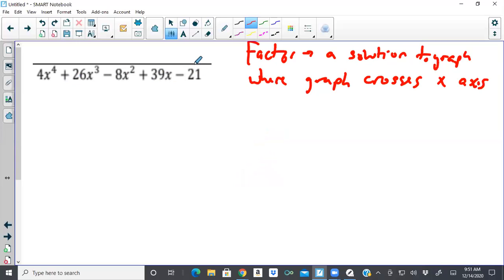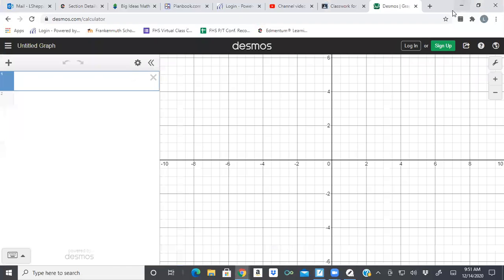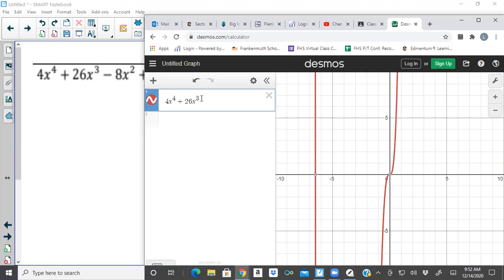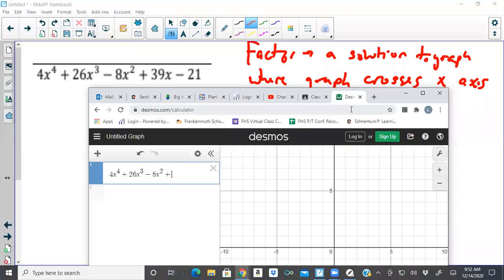Since I don't know how to factor it, my first step is going to be to go to some sort of graphing tool. All right, I'm going to graph this somehow, whether you're using your calculator, Desmos, whatever you're using. So I'm going to do 4x to the 4th plus 26x to the 3rd minus 8x squared plus 39x minus 21.